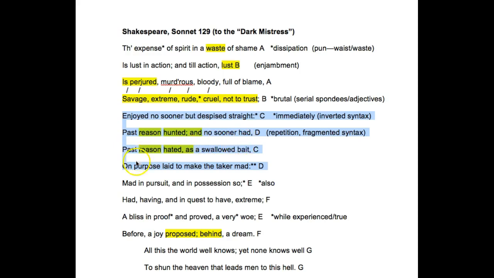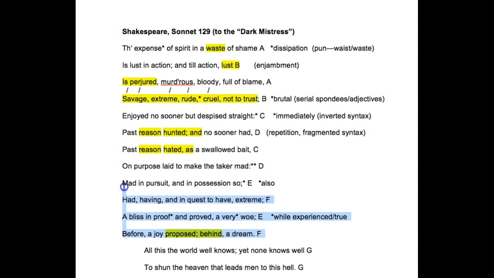And no sooner had, past reason hated, as a swallowed bait. And so the idea is that he's the hunter, he's seeking out gratification, but he's also being hunted. And so it's the bait that he swallows. So lust is kind of a predator to the speaker, on purpose laid to make the taker mad. And so again, it's this idea of being out of reason, being irrational. Passion puts you in that state of anti-reason, or being in a state opposed to reason.